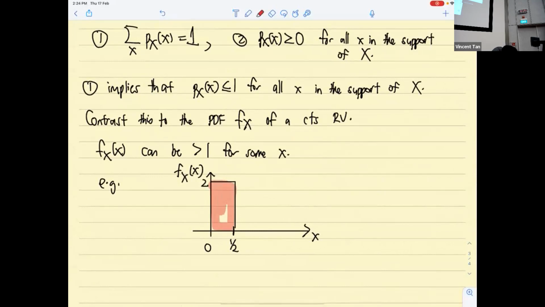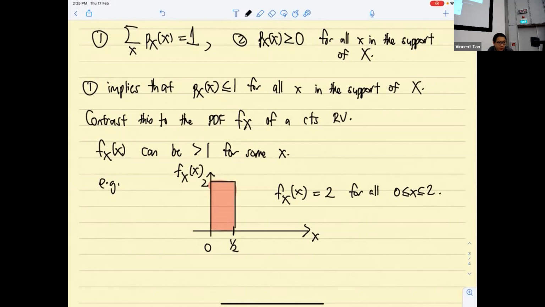And so for some values of x, f of x is bigger than 1. In particular here, f of x is equal to 2 for all x between 0 and 2. Okay, so that's one major difference compared to probability mass functions. Probability mass functions cannot have values above 1. So this probability density function is a legitimate density function in which it is uniform on 0 to a half. We'll see more uniform probability densities later on.